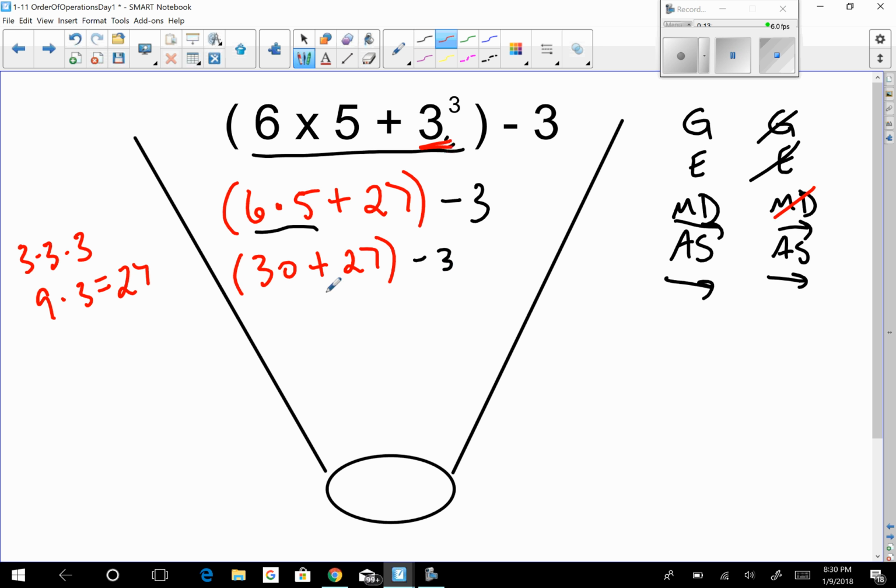Now we just need to do any addition subtraction, which is 30 plus 27, which is 57. And then we're done with our parentheses because we've simplified everything inside. And now it's just minus 3. So 57 minus 3 is going to be 54.